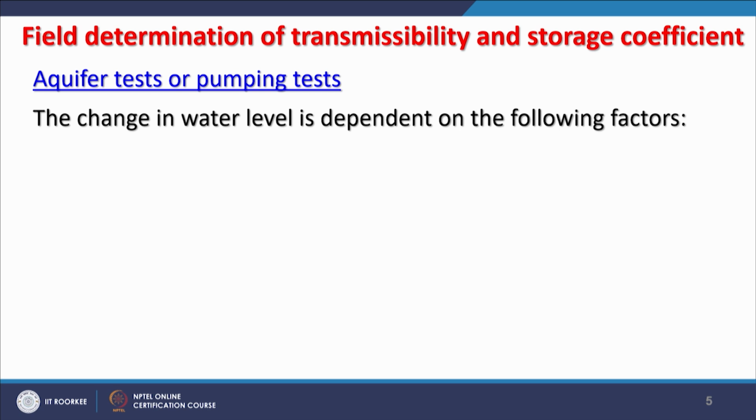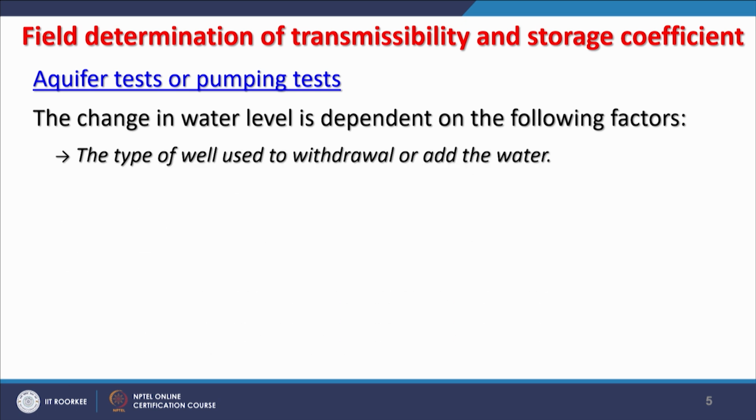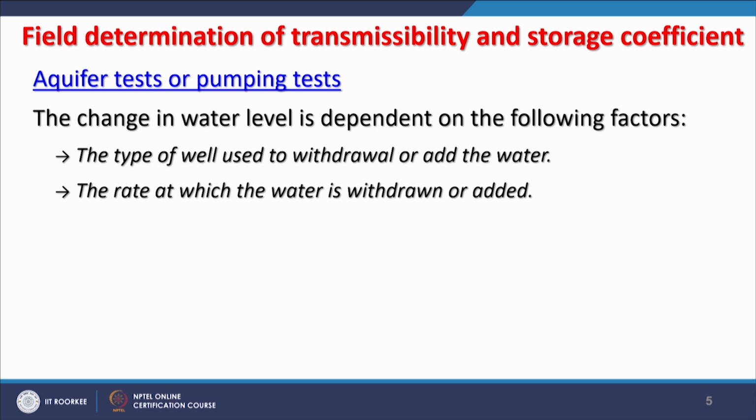But we must know, when we are performing this aquifer test or pumping test, that change in water level is dependent on various factors. Which are those factors? Number one is the type of well used to withdraw or add the water. Adding water, as I have already mentioned, is done in rare conditions. Withdrawal of water is much easier, if water is available. If water is not available, and we still want to perform the aquifer test or pumping test, then adding the water can be done.